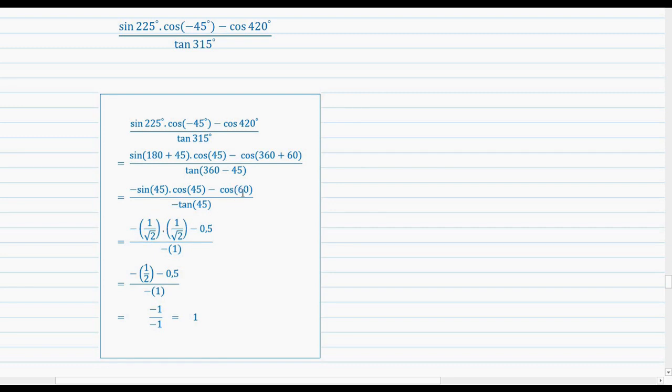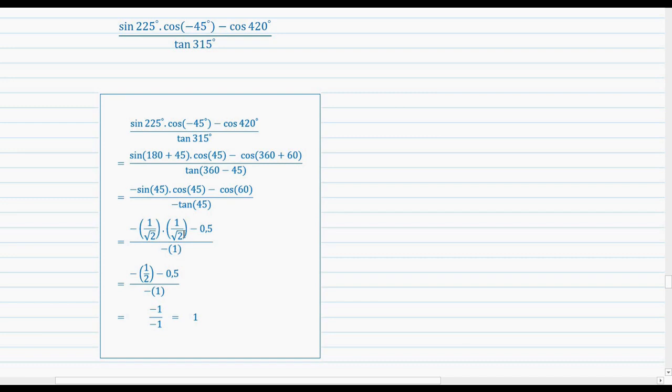Then you'd remember from the 60 and 30 degree special angle triangle that cos of 60 degrees is the adjacent, which is 1, over the hypotenuse, which is 2, giving a value of half. So that would be minus half. And from the 45 degree angle triangle, you know that tan 45 is just 1. So you can just substitute the value in there.